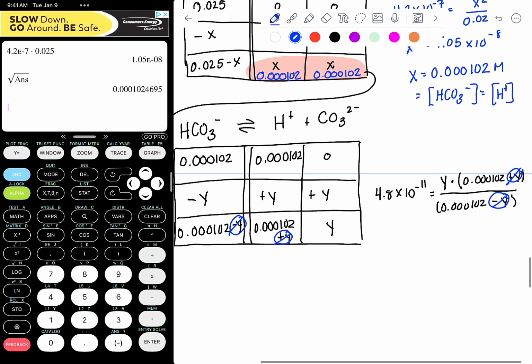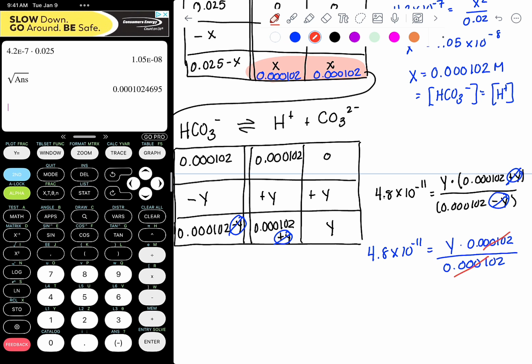So we can rewrite this to be 4.8 times 10 to the minus 11 is equal to y times 0.000102 divided by 0.000102. Just like we saw in our previous problem, those two values are going to cancel, and we get that y is equal to 4.8 times 10 to the minus 11.